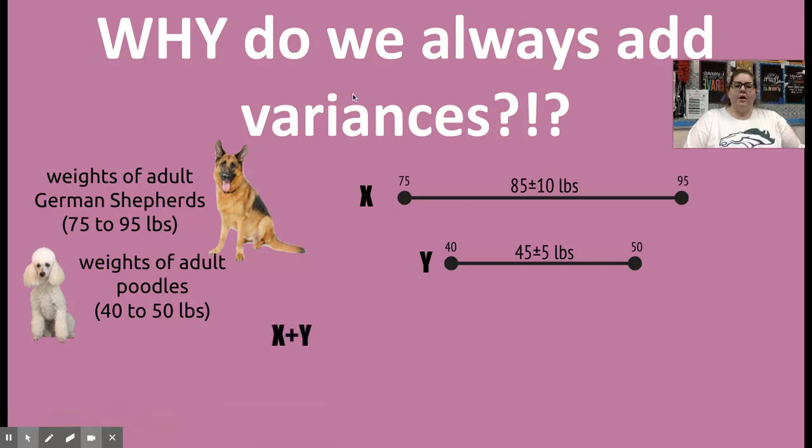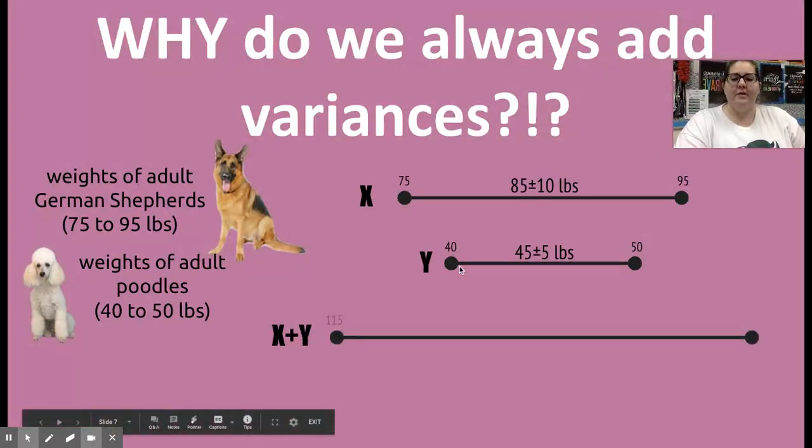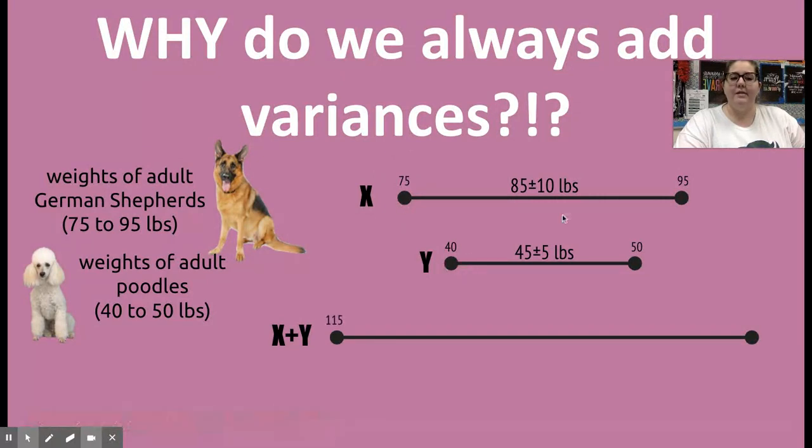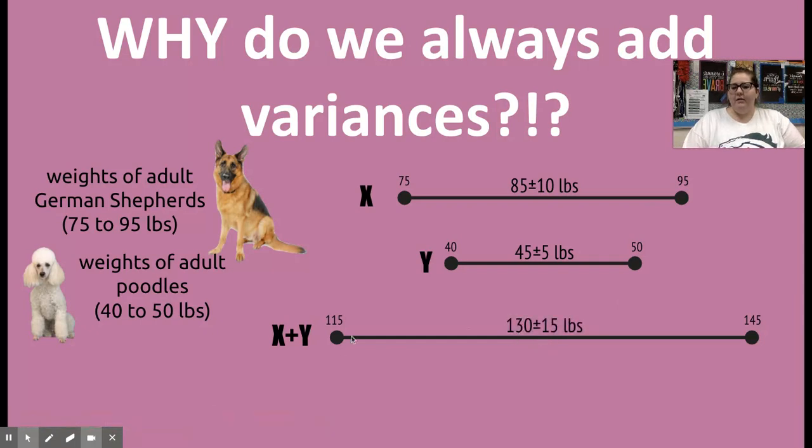So if I wanted to know the combination of a random poodle and a random German Shepherd's weight, if I have two random animals of each of those breeds and I wanted to know their combined weight, the low end of that combined weight would be 75 plus 40, where they both weighed the absolute least. The high end of that weight, 95 plus 50, so 145 pounds. The middle of that is 130, give or take 15 pounds. If I notice, my mean 85 plus 45 is 130, and 10 plus 5 is 15.